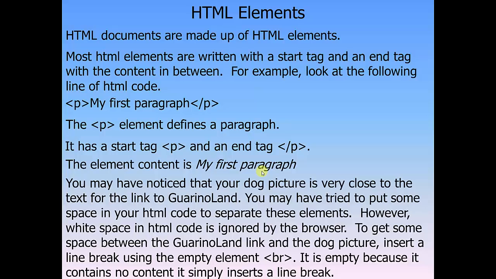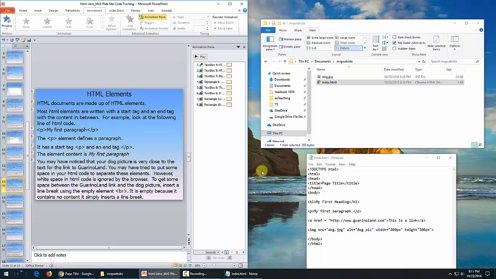You may have noticed that your dog picture is very close to the text for the link to Garinoland. You may have tried to put some space in your HTML code to separate these elements. However, white space in HTML code is ignored by the browser. To get some space between the Garino Land link and the dog picture, insert a line break using the empty element BR. It is empty because it contains no content. It simply inserts a line break.